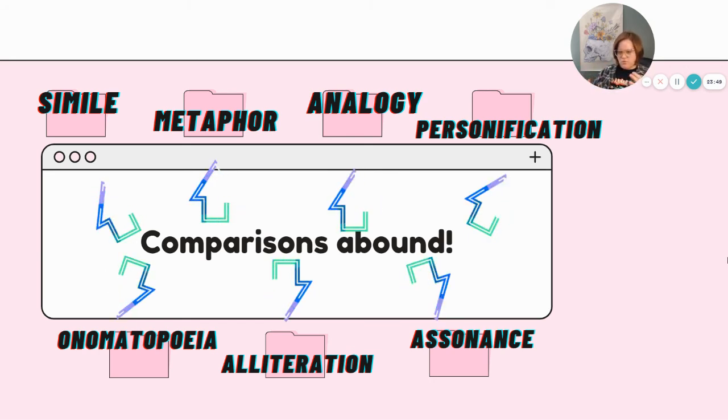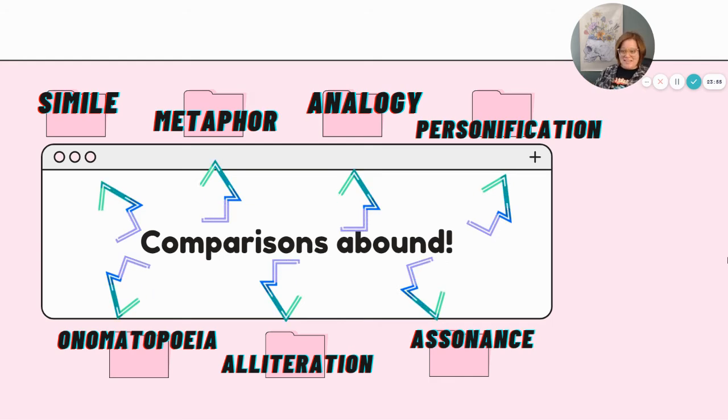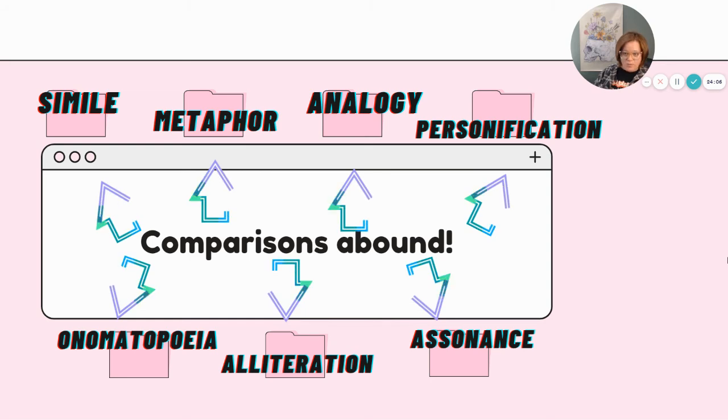Personification is one that students really like. Personification is where you give human qualities or characteristics to inanimate objects or ideas. So one of my favorite personifications is the poem Because I Could Not Stop for Death by Emily Dickinson, because she says, because I could not stop for death, he kindly stopped for me. Death is a person in that. He's given a quality of being real, not this thing that happens.